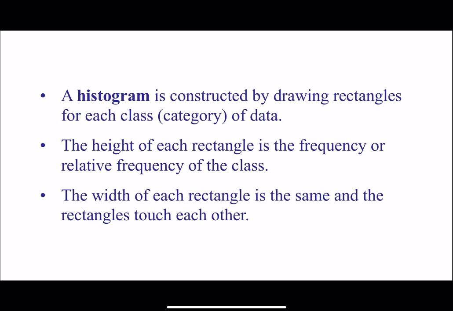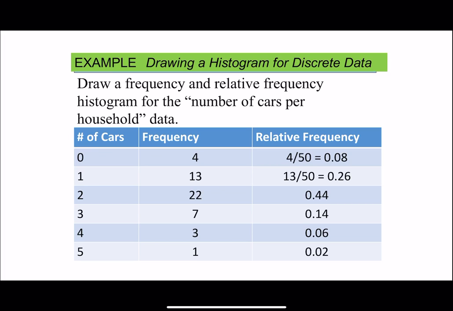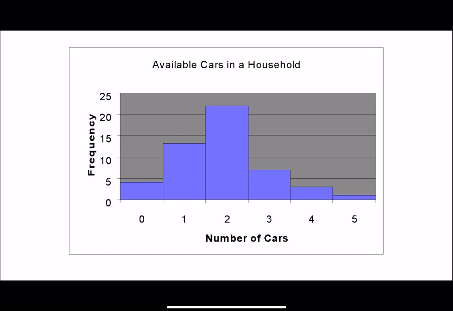The difference here, the rectangles will touch each other. I know this seems like it's trivial, but this is the difference between a histogram and a bar graph when it comes to discrete data. It's going to look different when we get to continuous, but with discrete data, pretty much the only difference is that the rectangles are going to touch each other. So once again, I'm going to draw the histogram for the frequency and relative frequency.